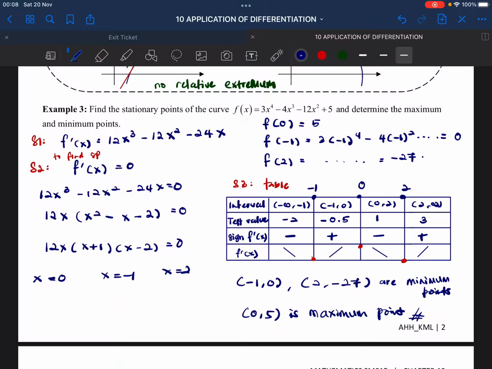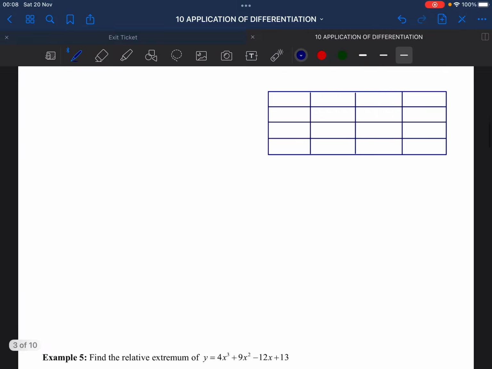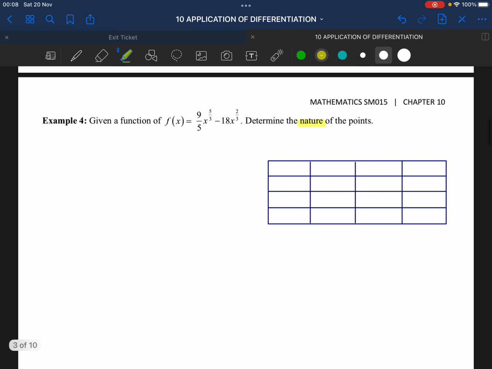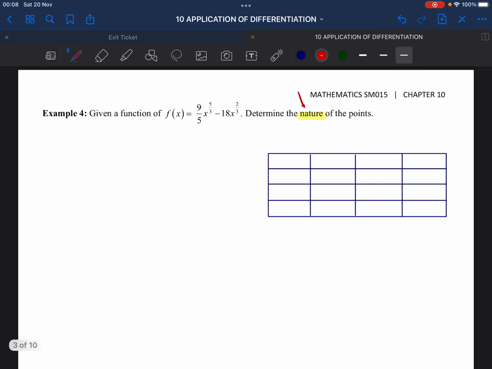Okay, so let's try one more question here. We have example 4. Given a function f(x) = (9/5)x^(5/3) - 18x^(2/3), determine the nature of the points. What does it mean by the nature of the points? Basically, it's just extremum points, the same thing. Okay, extremum points. So now, we have 3 steps.